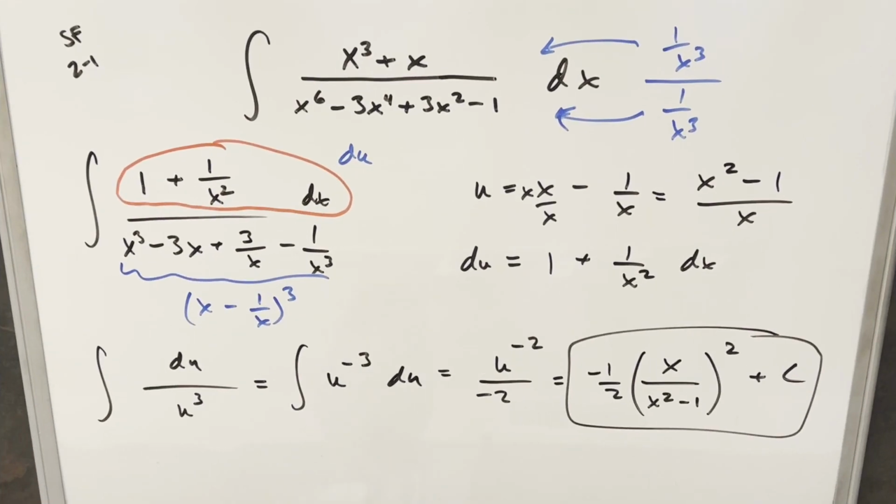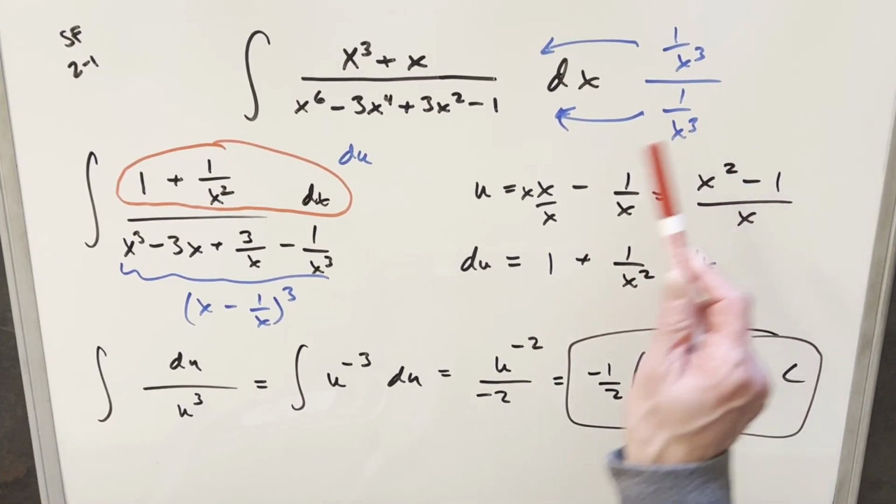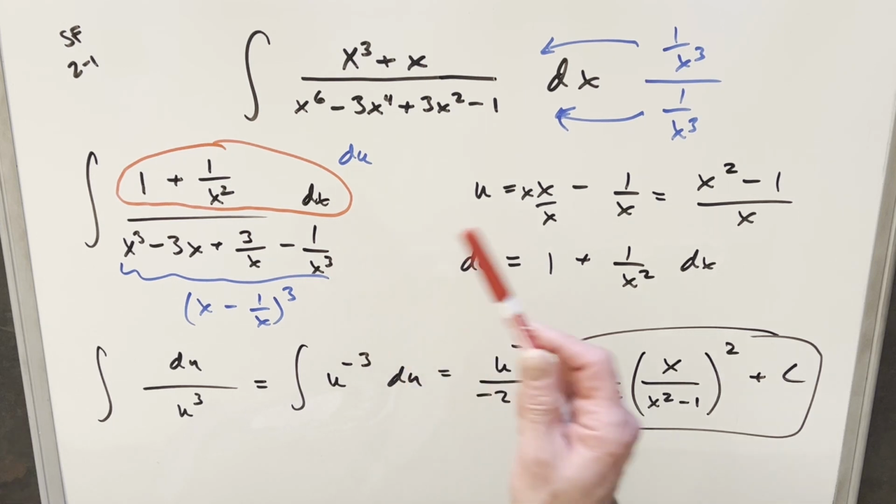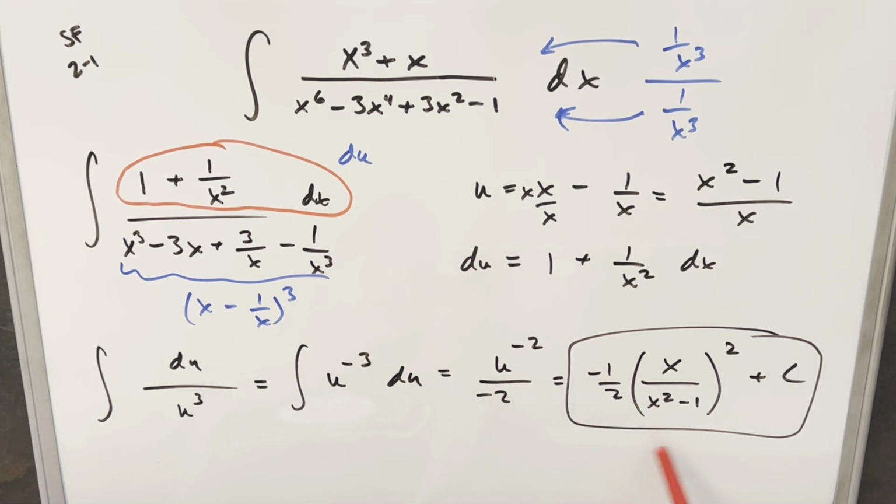Okay, so there you have it. The first step, multiplying in by 1 over x cubed, just set up our u substitution in one step, power rule, and it's done. So not too bad, a good problem from UNSW CPMS.